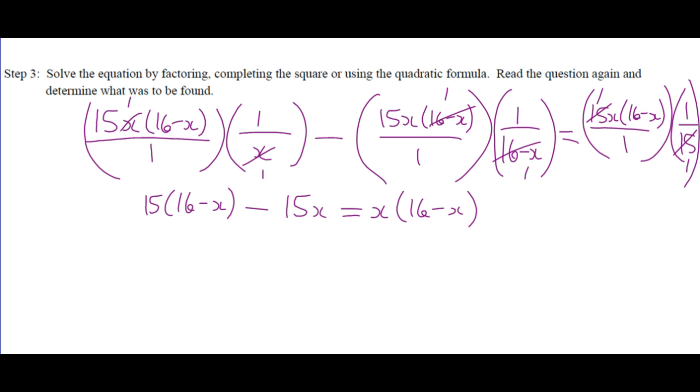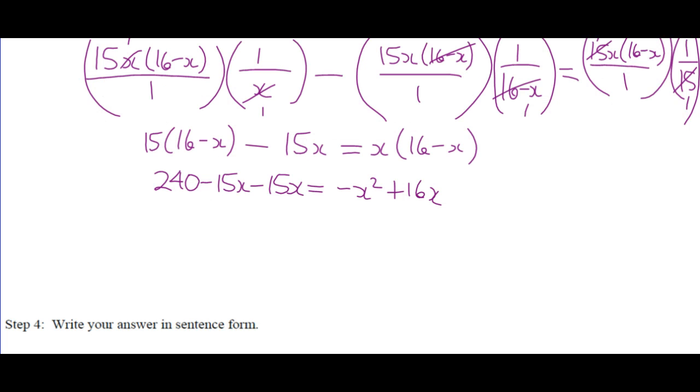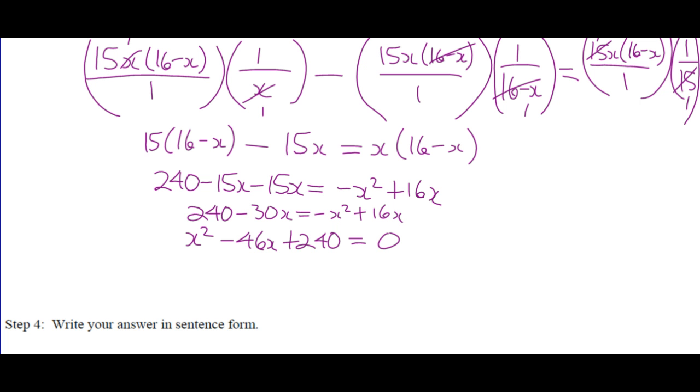Okay, what's 15 times 16? It's going to be like 240, right? 240 minus 15x minus another 15x is, I'm going to go with negative x squared plus 16x. Okay, so do a little bit of collection first. Minus 30x. Okay, move these guys over, so we get x squared minus 46x plus 240 is equal to 0. So that probably factors, right?